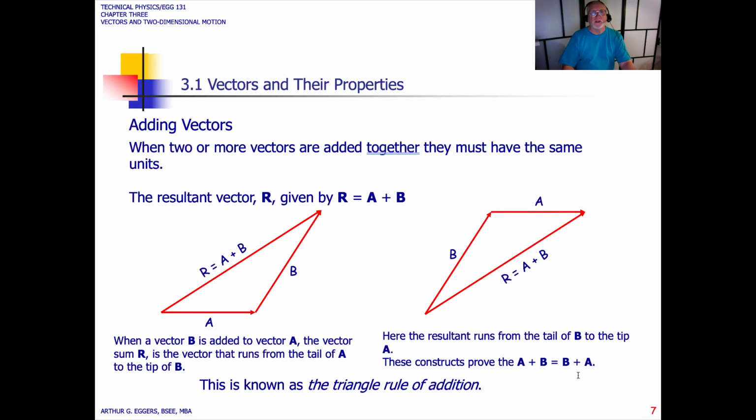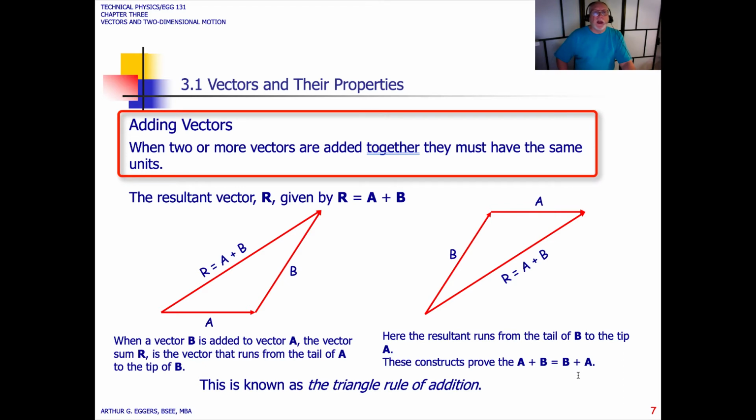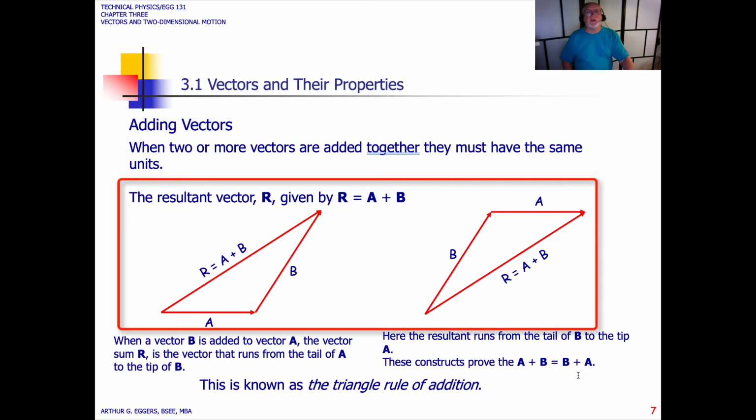So if we want to add vectors together, we can bring the components into a diagram. When 2 or more vectors are added together, they must have the same units. So the resultant, or the combination of these vectors, we call R, the resultant, is given by the vector sum of A plus B. So we've got a vector along the horizontal axis, we've got a vector along the vertical axis that has an X and a Y component. We're going to learn more about that.